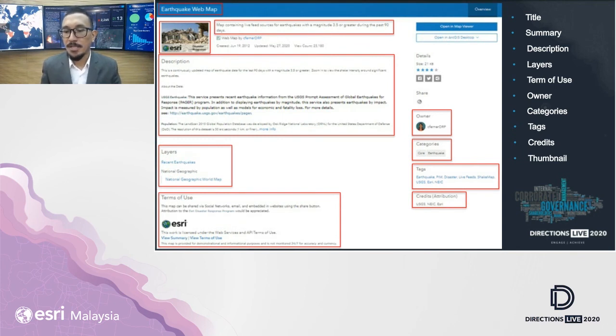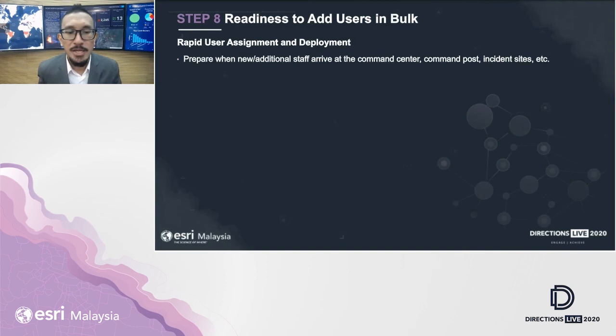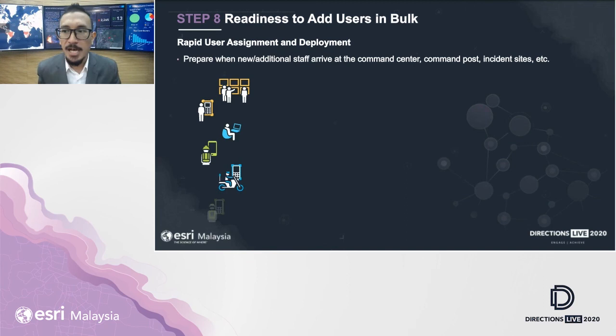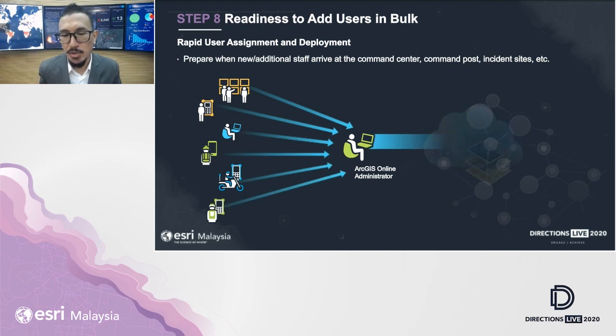Okay, for step 8, it is readiness to add users in bulk. In a certain situation, many staff will arrive during the disaster to do their assigned tasks, either at the command center, command post, incident location, as well as in the office when the disaster happened. That makes the RGS Online administrator add users one by one. This will be time consuming during the disaster.